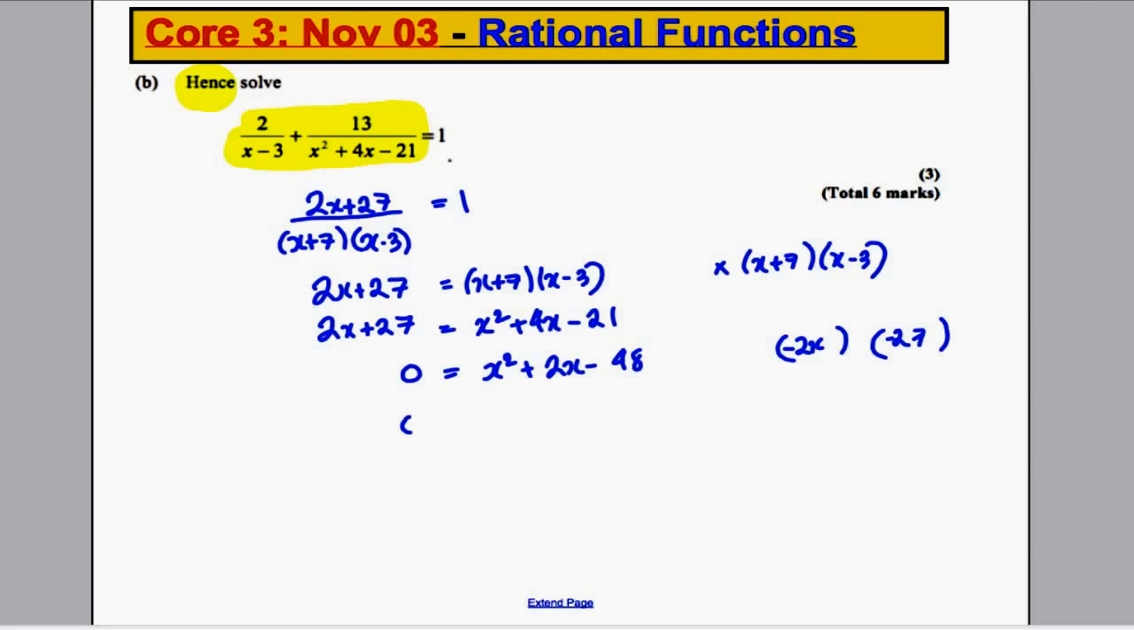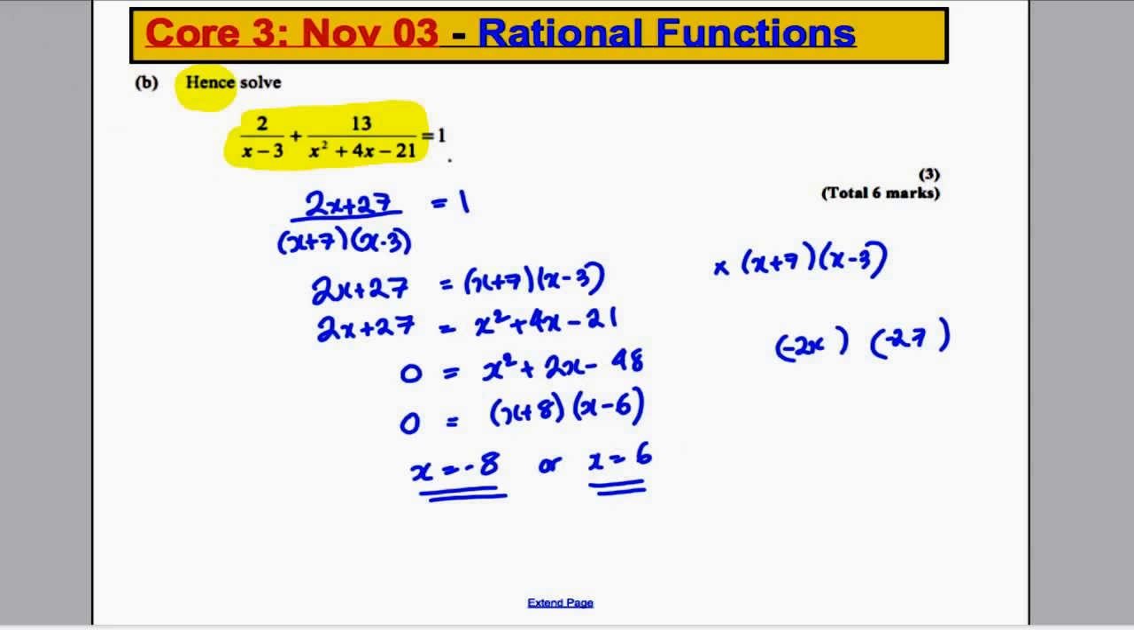Can I factorise this? Certainly can. Factorises to x plus 8, x subtract 6, and then I therefore get answers x is equal to negative 8 or x is equal to positive 6. And I'm done. Should probably substitute those in at the end to double check you've done it right when you're checking your answers, but they are right.